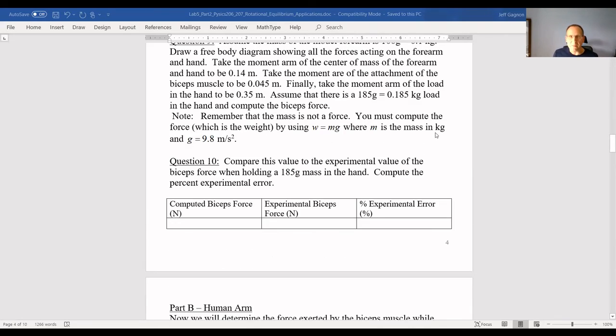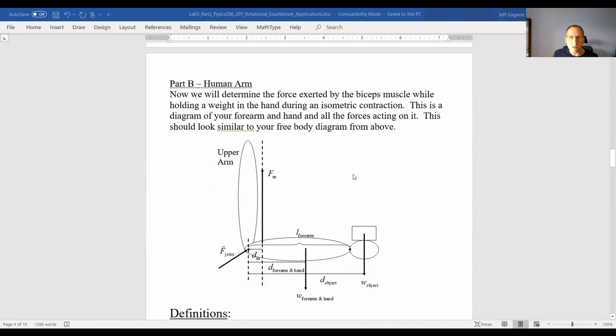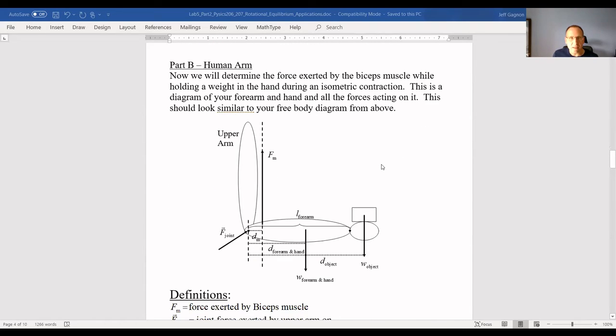Okay, so that's it for the mechanical model. Now, I want to look at something very similar. We're going to do the same isometric contraction holding the object in the hand, but in this case, we're going to use a human arm, right? So I just got some data from a subject. And the question is, how do I figure out all these parameters that we need?